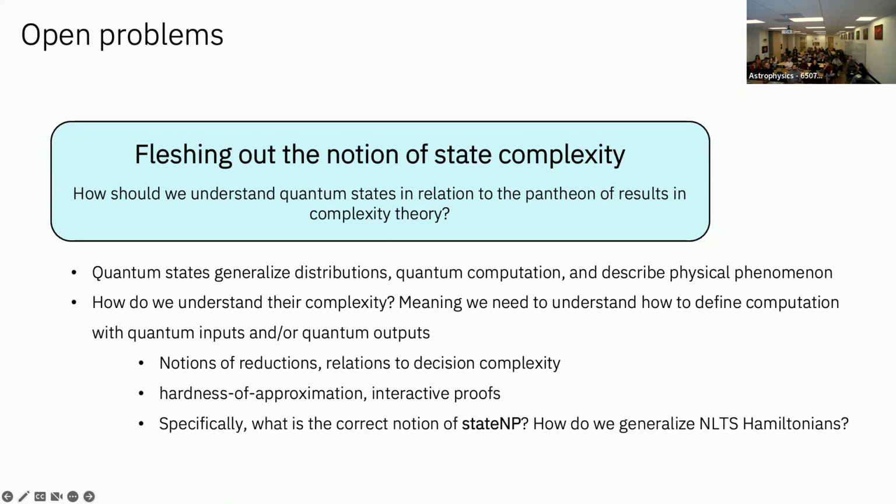Specifically, something I've been thinking about the last couple of days is what is the nice notion of state NP, or states which you can classically verify, classically describe, which should include these trivial depth states. But how do we generalize them? How do we think about NLTS in the context of state NP? This is something I'm happy to talk about more if there are questions. Okay, I think with that I'll end.